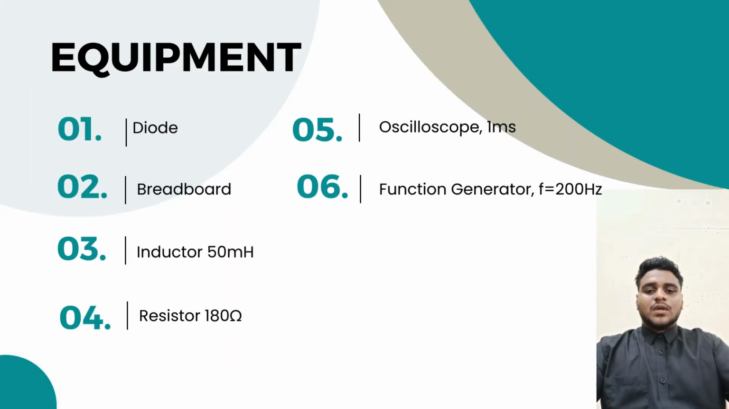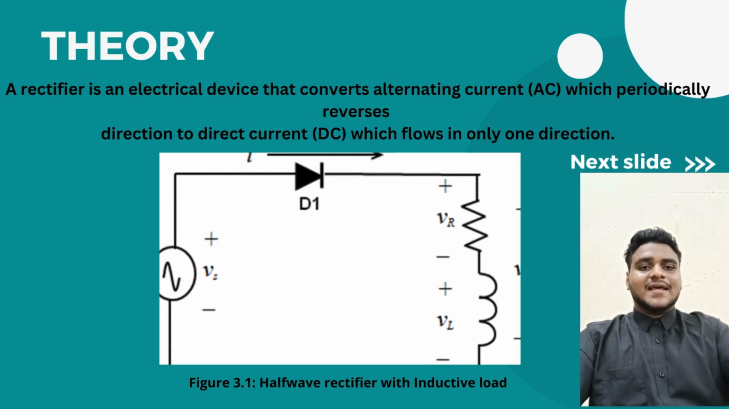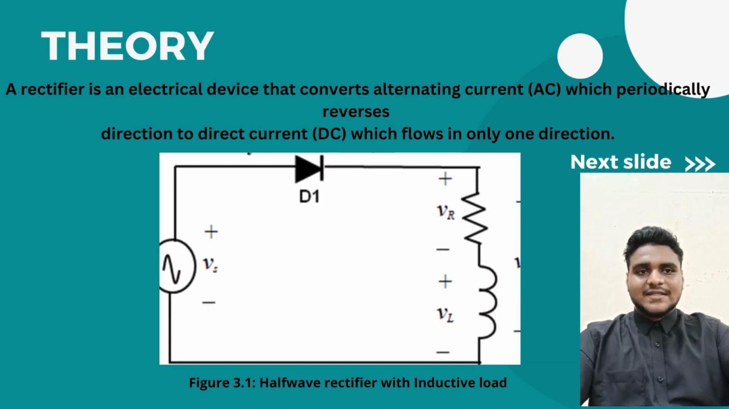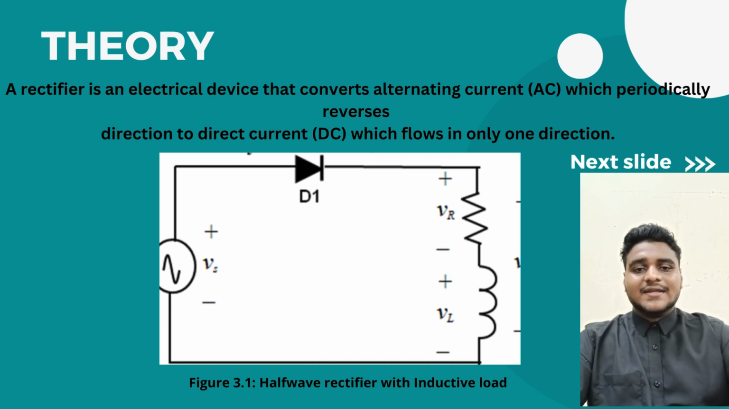And the equipment we are using for this lab is, first, a diode, second, a breadboard, third, an inductor 50 mH, fourth, a resistor 180 ohms, fifth, an oscilloscope 1 ms, and last, a function generator with frequency 200 Hz. And for the theory, it's very simple: a rectifier is an electrical device that converts alternating current AC, which periodically reverses direction, to direct current DC, which flows in only one direction.